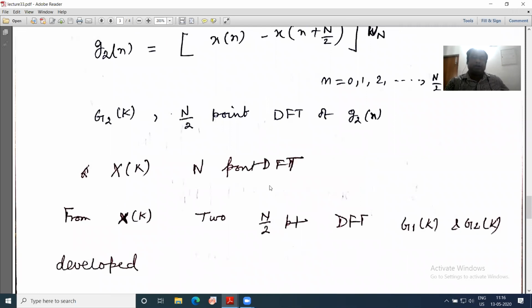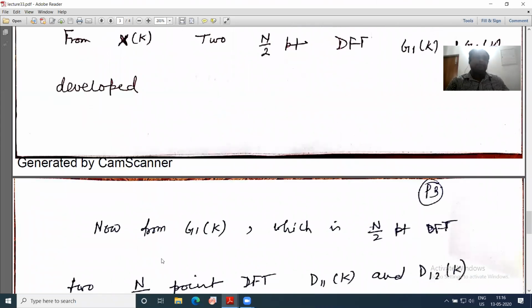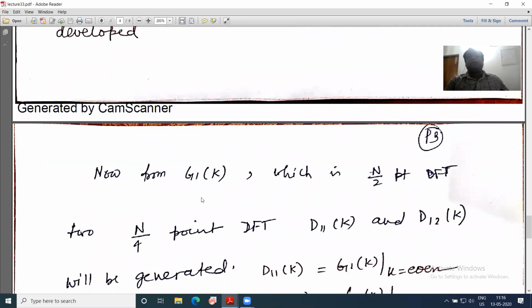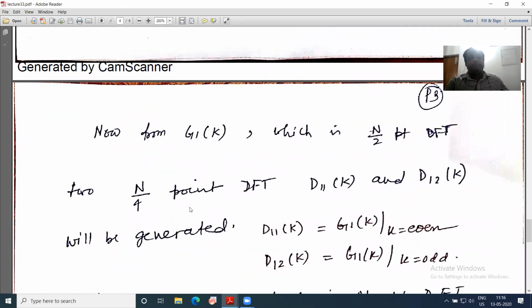X of k, the N point DFT, has been decomposed into N by 2 point DFTs, g1 of k and g2 of k, which we did explain. Now from g1 of k, which is an N by 2 point DFT, to N by 4 point DFTs, g11 of k and g12 of k will be generated. What I mean is, g1 of k I have developed from x of k. X of k is an N point DFT, g1 of k is an N by 2 point DFT.